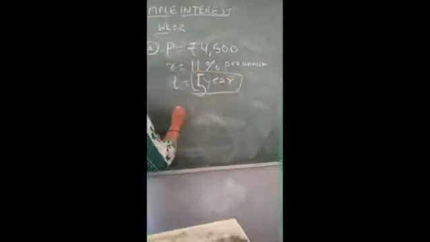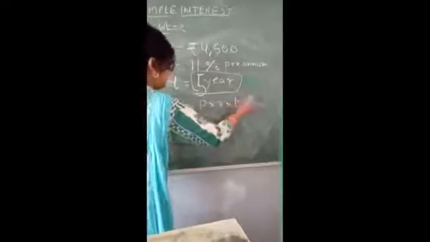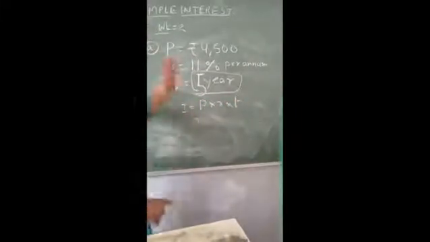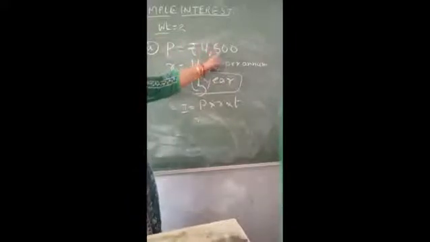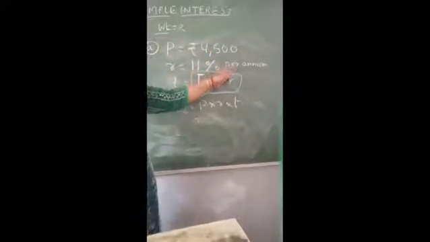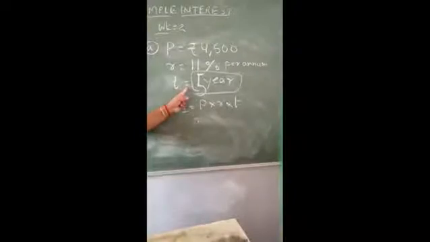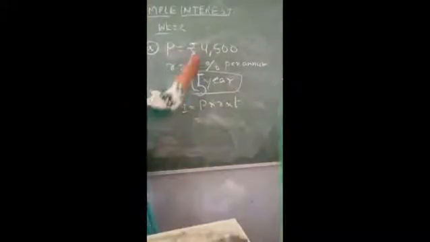So here SI is equal to P into R into T. Again I am repeating. The principal amount is 4,500. The rate of interest is 11% per annum, which means per year. The time period is given: you have to find the simple interest he will get at the end of 5 years. So this 5 years is the time period. Okay, now let us start.